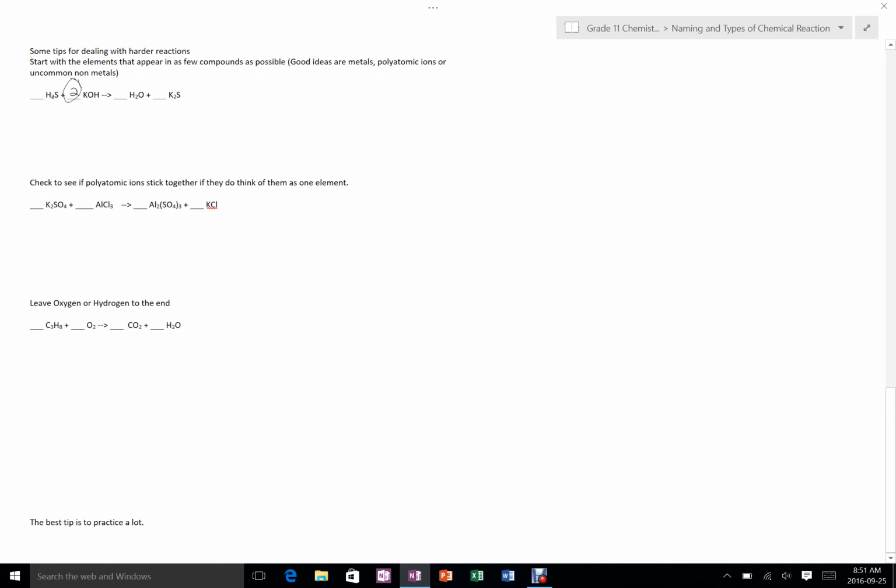2 oxygens going to 1 oxygen, so I need 2 of these molecules. And hopefully, if this chemical reaction is right, the hydrogens will work out now. 2 hydrogens going to 2 hydrogens leads to 4 hydrogens on this side and 4 hydrogens on that side. Let's make our before and after chart just to make sure that this is correct. I'm pretty sure I have it right now.